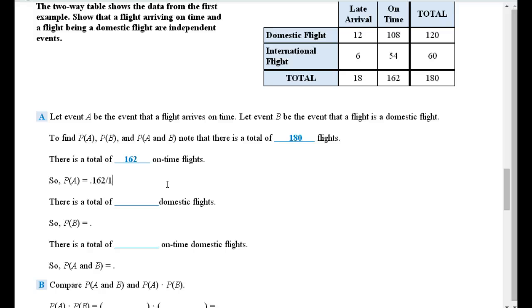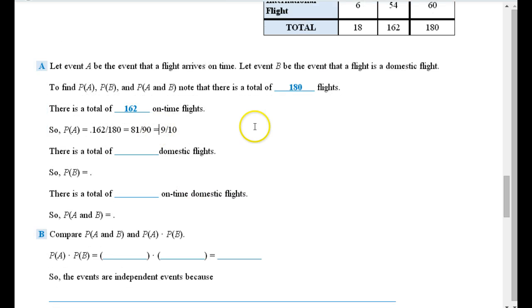So the probability of A equals 162 divided by 180. That reduces to 81 over 90, and then that would reduce to 9 over 10. Those are just even numbers, so I could divide that in half. 81 and 90 are both multiples of 9, so if I reduce by 9, 9 out of 10, because 9 times 9 is 81, 9 times 10 is 90. So 90% of the flights are on time. Out of the 180 flights, 90% of them were on time. So 9 out of 10 probability.